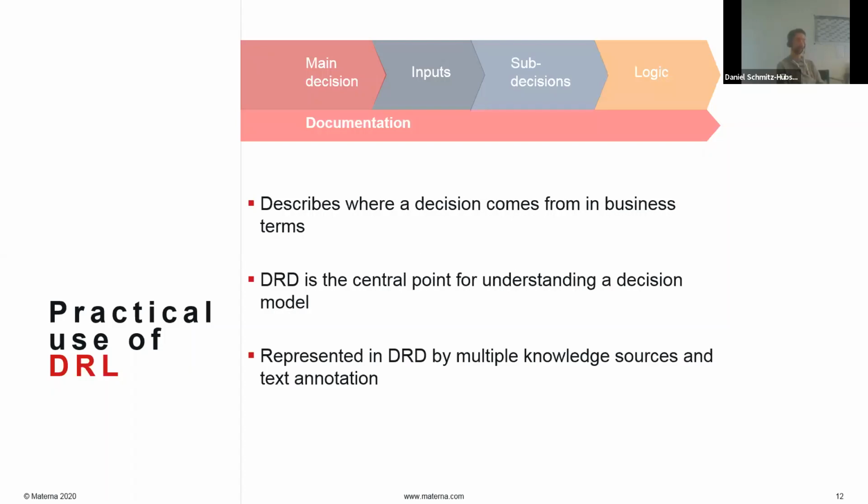So the last, and I think a very important step, is the documentation, because it describes in one place in your DRD where the information comes from, which laws are affected, and it's all in one place. So you don't have the need for many other papers, other documents. It's all in one place, represented by knowledge sources and text annotations.